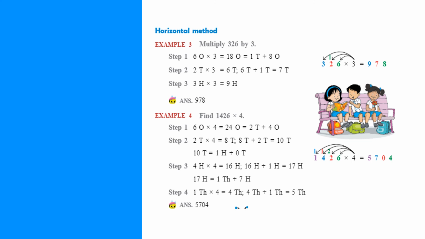And the final step is we will multiply 3 with hundreds place. So which number is there at the hundreds place? 3. So 3 hundreds multiplied by 3. 3 threes are 9. So 9 we will put at hundreds place. So the answer will be 978. Very nice, bacha.